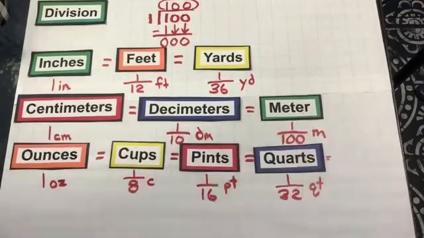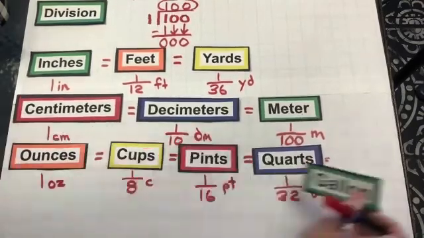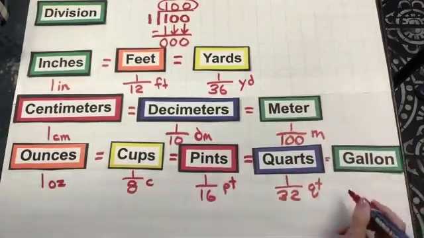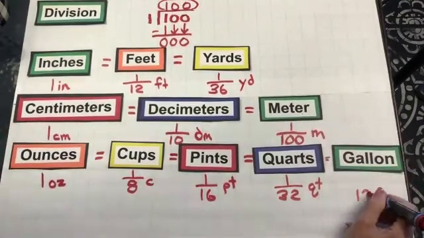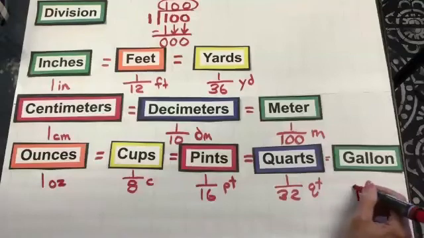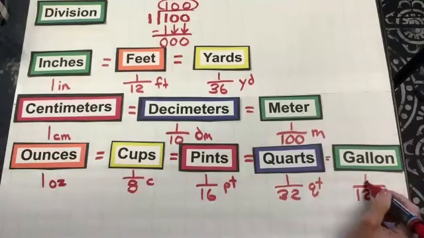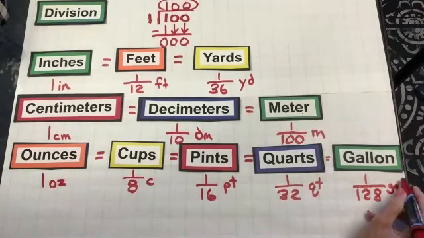And last but not least, we have gallons. And there are 128 ounces in a gallon. And this is just 1 out of the 128 of a gallon.